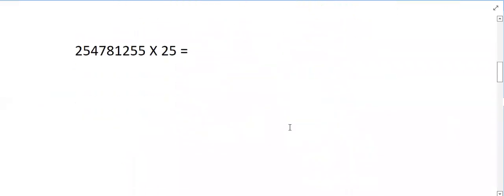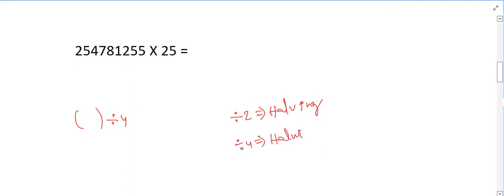Then try yourself this one. What I told is, any number when you are dividing by 4, before this class we have discussed one more thing. Dividing by 2 is nothing but halving a number. Correct or not? Yes, sir. Dividing by 4 is nothing but halving a number twice. Yes or no? Yes, sir.